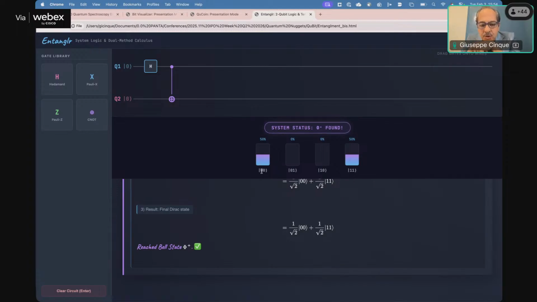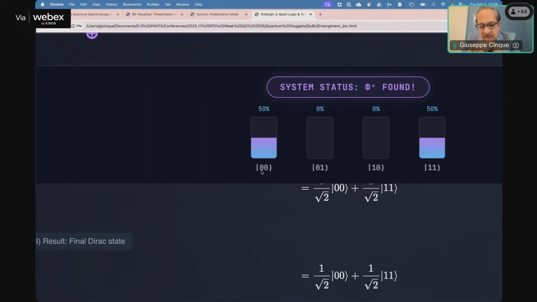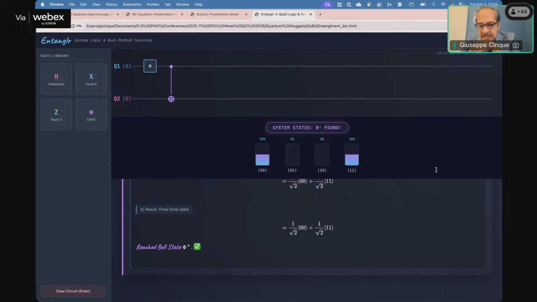It means that if I measure the first bit, I immediately know what the second bit would be. Because if the first qubit is 0, the second must be 0, it cannot be 1. If the first one is 1, the second must be 1, it cannot be 0. They are perfectly correlated. And that's the entanglement state.